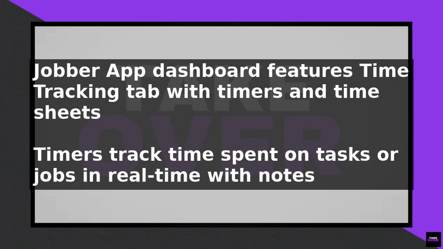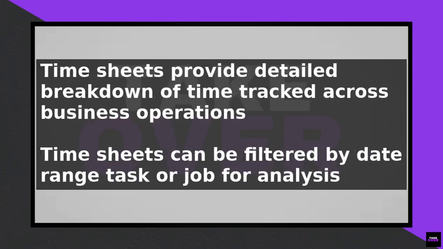To get started, navigate to the Jobber app dashboard and click on the Time Tracking tab. Here, you will find two main features: timers and timesheets. Timers allow you to track time spent on specific tasks or jobs in real time, while timesheets provide a comprehensive overview of the time spent on all tasks and jobs.